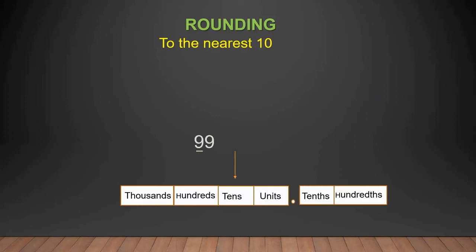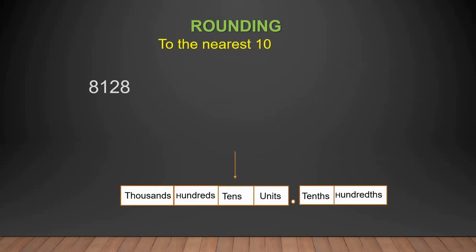So another example, we have 99. 9 is in the tens place value. So either 90 or 100, and 95 is in the middle. 99 is nearer to 100, and if you see the number as well, 9 is in the tens place value, followed by a number greater than 5. So 9 rounds up to 10, which will give you 100. Okay.